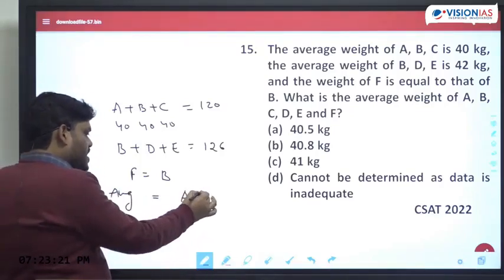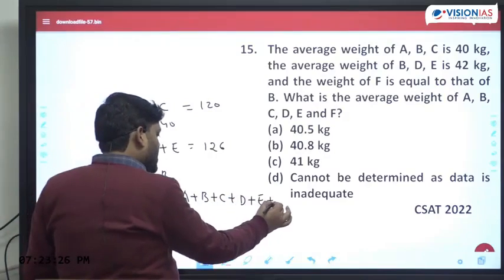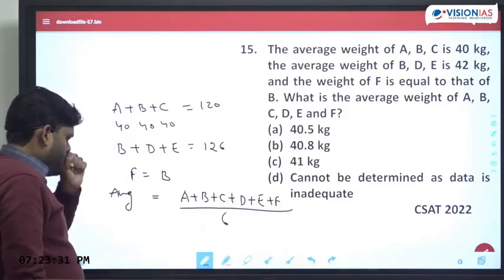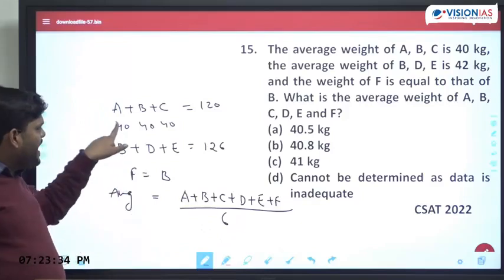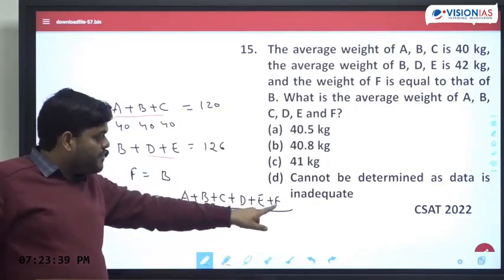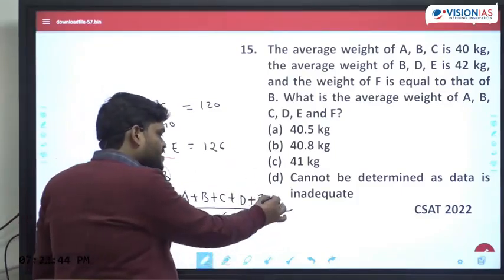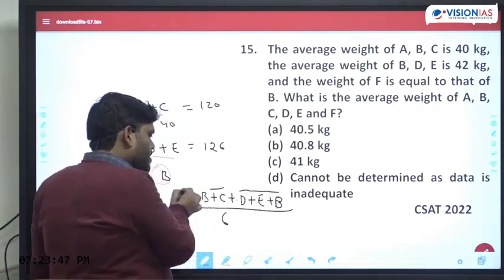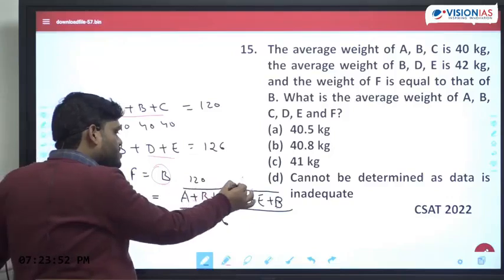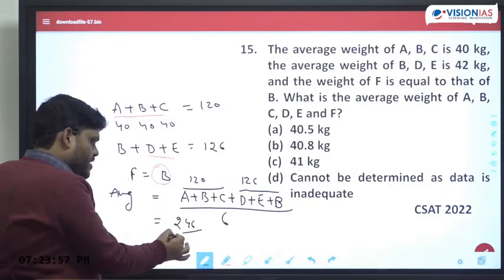So what is the average? Sum of observations, so A plus B plus C plus D plus E plus F divided by 6. Now, we have the value of A plus B plus C. We have the value of B plus D plus E, but we don't have the value of F. But they have given that F's weight is equal to B. That means instead of this, we can write B. So now we have this value 120, this value 126, divided by 6, so 246 divided by 6.